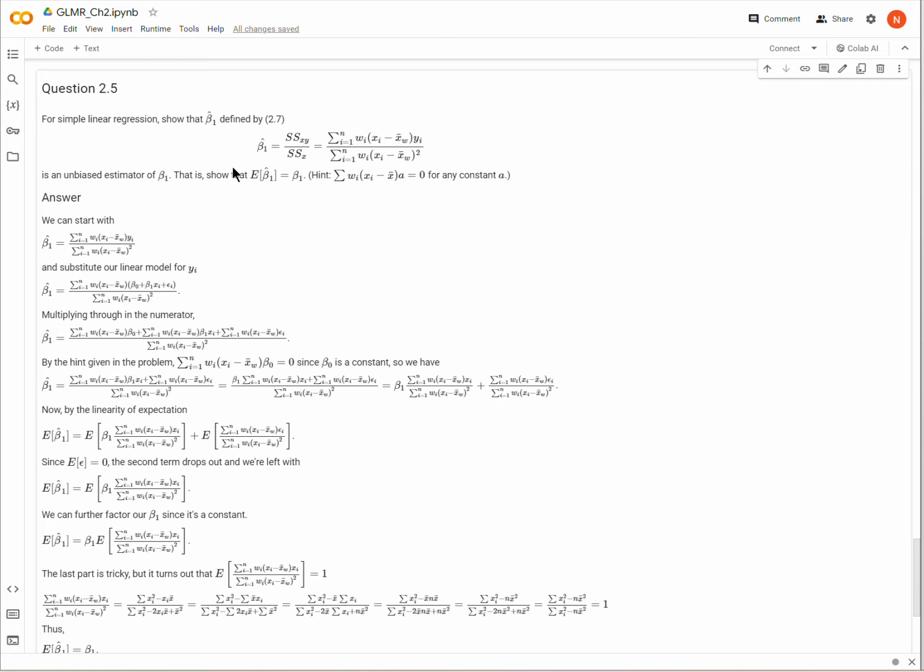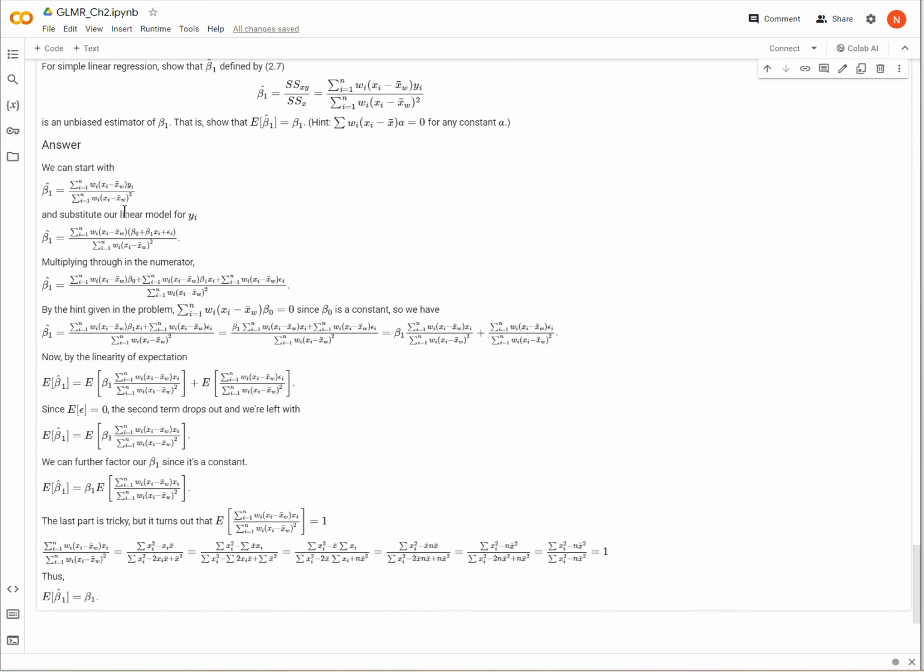Now what we want to show is that our expression here for beta 1 hat is unbiased. In other words, that the expected value of beta 1 hat is in fact the true beta. We're given a hint here, and we'll come back to that hint when it becomes relevant. Again, what we want to show is that basically, given infinite data, our estimate beta 1 hat will equal beta 1. So let's go about this.